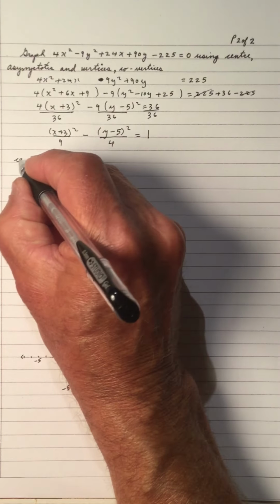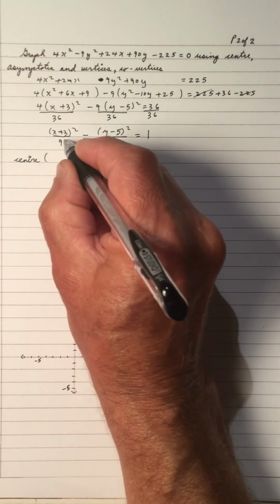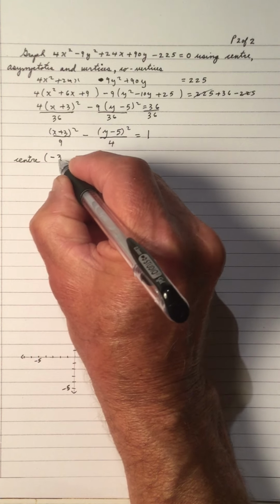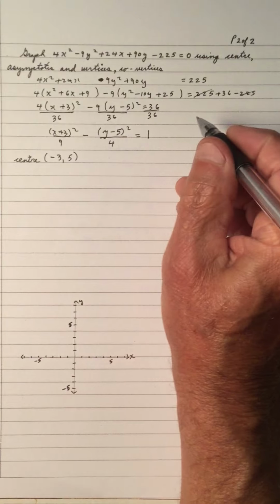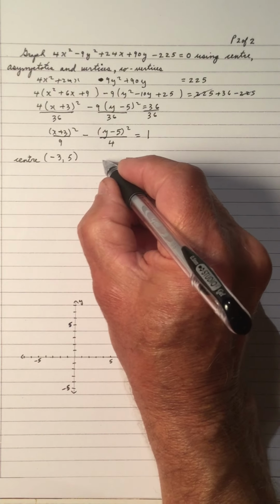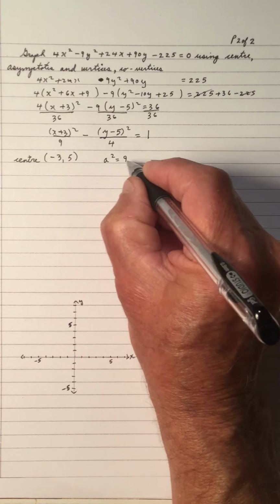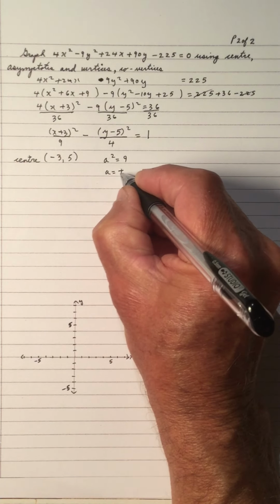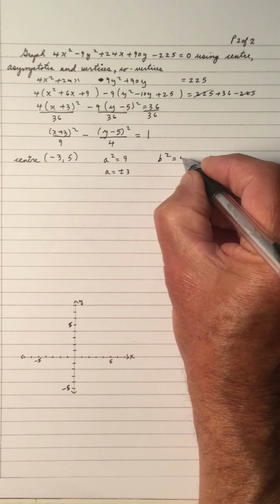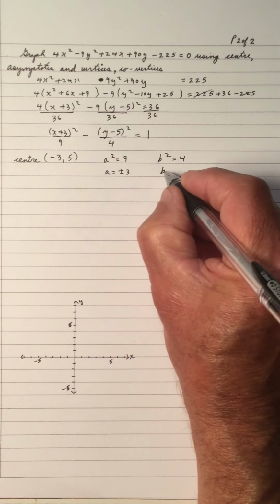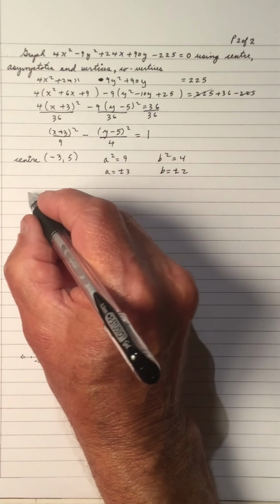So the center, again, this is a hyperbola, and the center is the opposite of 3, which is negative 3, and the opposite of minus 5, which is 5. And as a result, we have a squared. A is with the x, a squared is 9. So a is plus or minus 3. B is with the y, so b squared is 4. So b is plus or minus 2. And that helps us to get our asymptotes.